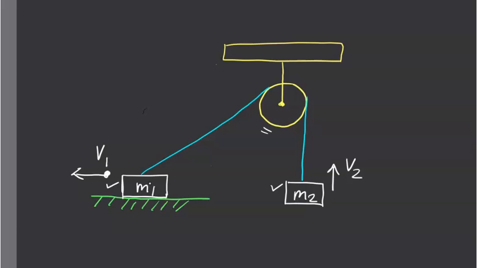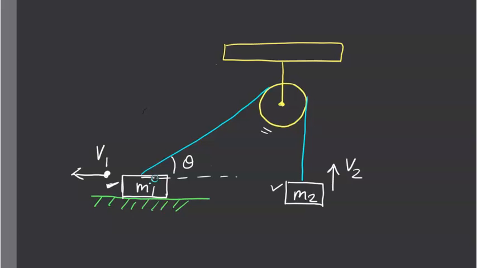Now the question is that if this particular mass m1 is moving towards left with a velocity v1, then what will be the velocity of mass m2? That is the question. So how will we solve that? Before we solve that, I will introduce one more variable which is given to us, which is angle theta. Here theta is given to us. Now how will we find the relation between the velocity v1 and velocity v2?